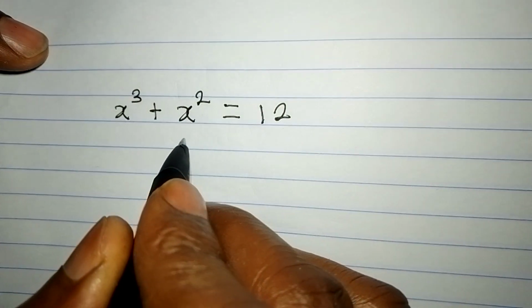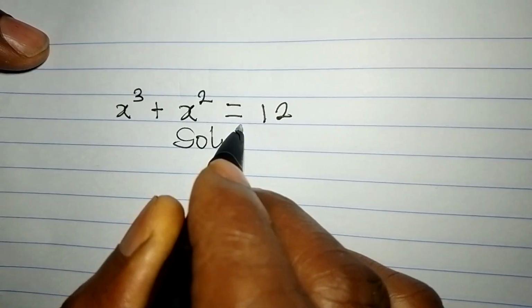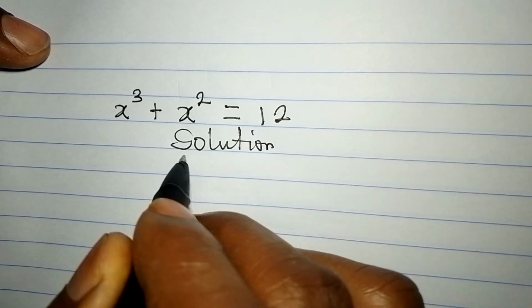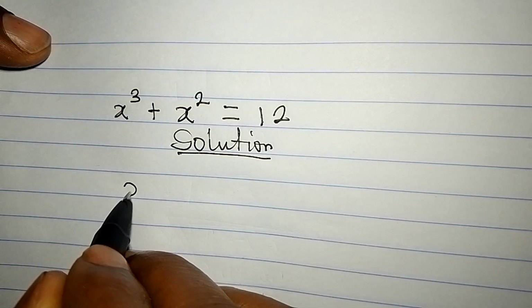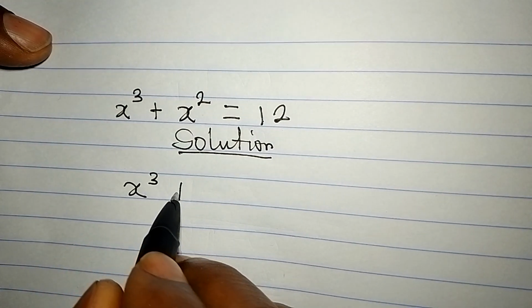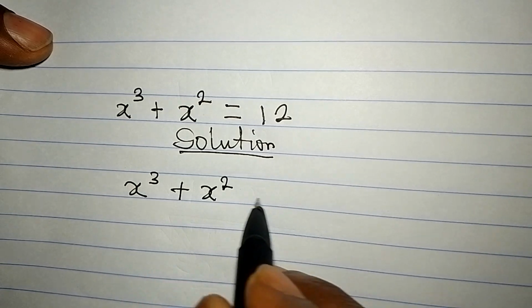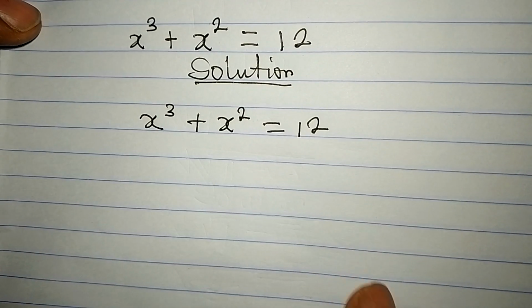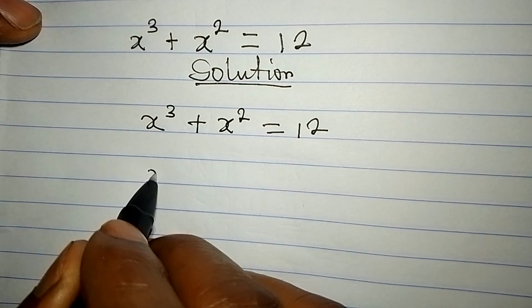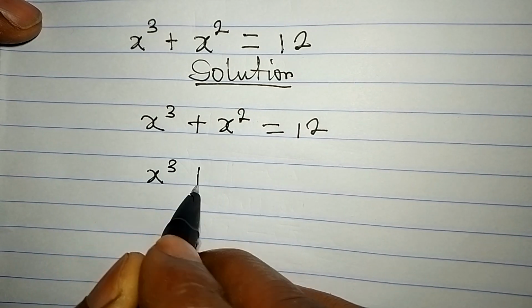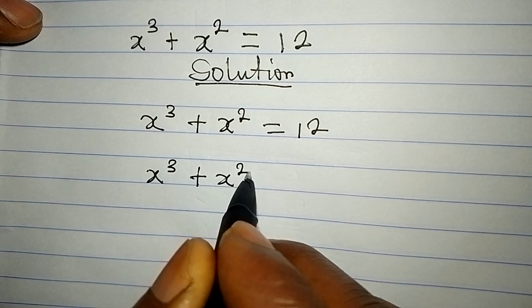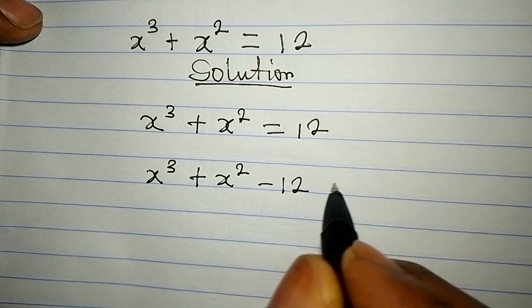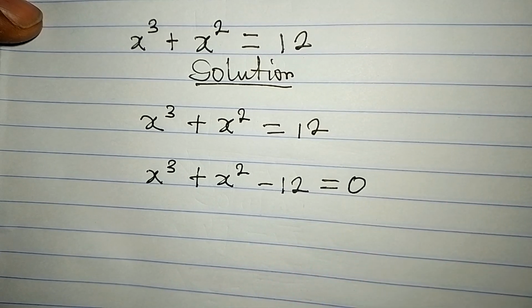Hello everyone. Let's provide a complete solution to this problem. We have x to the power of 3 plus x to the power of 2 equals 12. Now, I can simply bring 12 to the left as it becomes x to the power of 3 plus x to the power of 2 minus 12 equals 0.